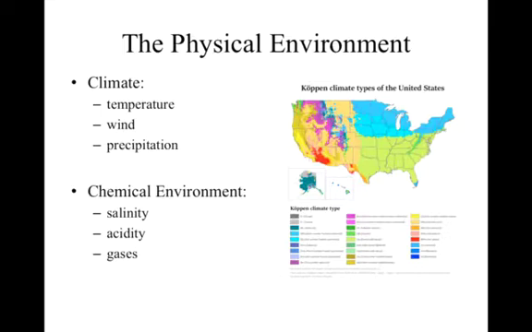Within chemical environment, there's a lot of different things that matter. The ones that we'll focus on, the big ones, are salinity, or how salty either the soil or an aquatic system is. Acidity, which is the pH of, again, either soils or aquatic systems, lakes, rivers, oceans. And then finally, gases, which are typically associated with the atmosphere, but also with aquatic systems where you have dissolved gases.